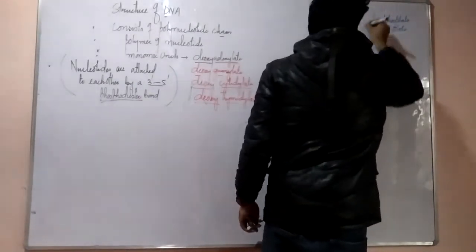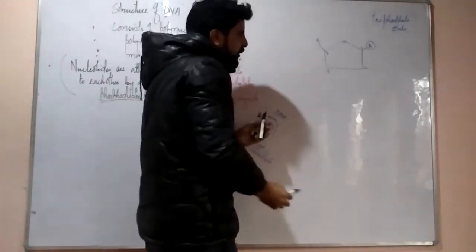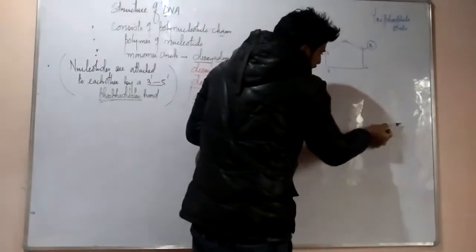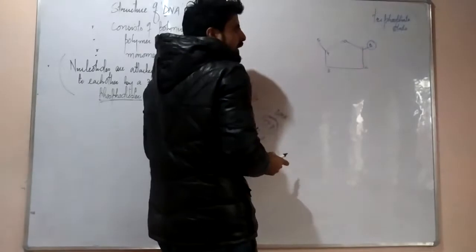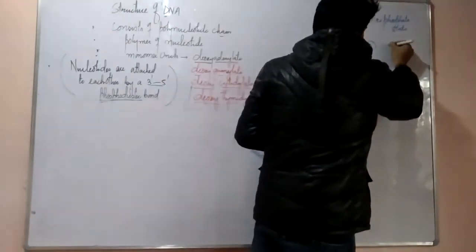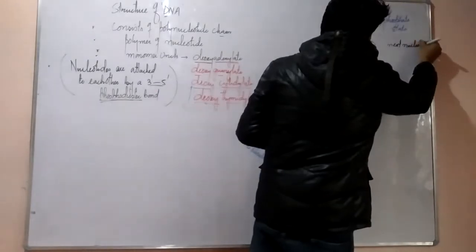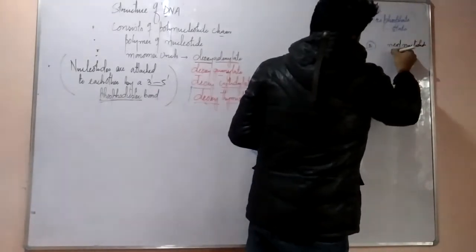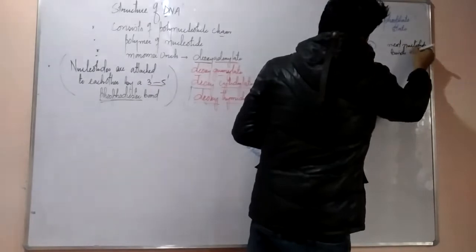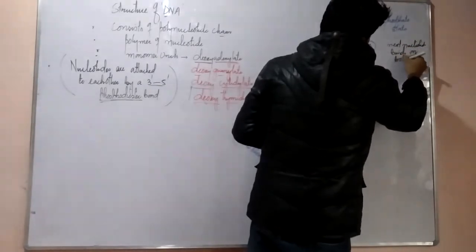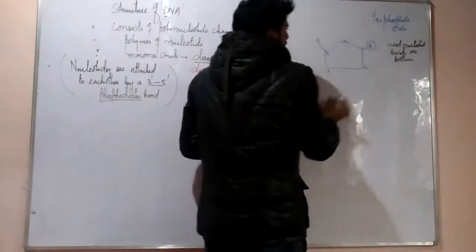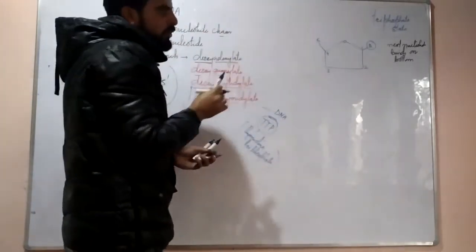And one more thing, if another nucleotide has to come to bind the nucleotide, it binds onto the bottom of this nucleotide. So the next nucleotide binds on the bottom. So it binds onto the bottom.